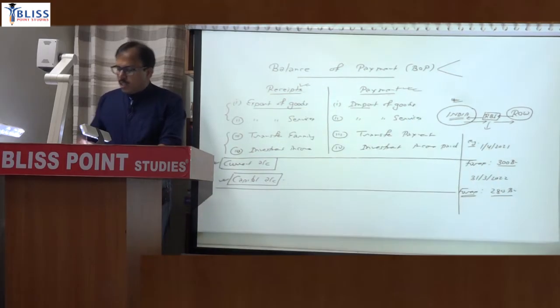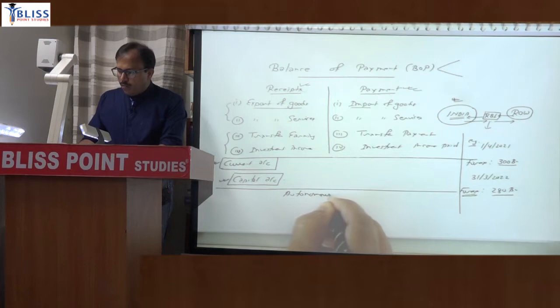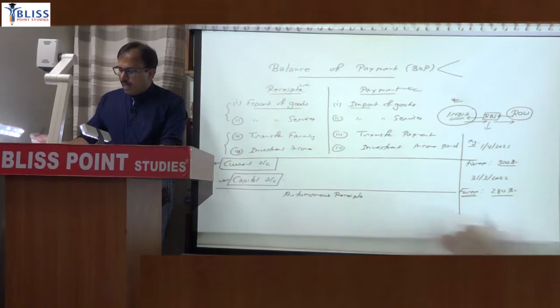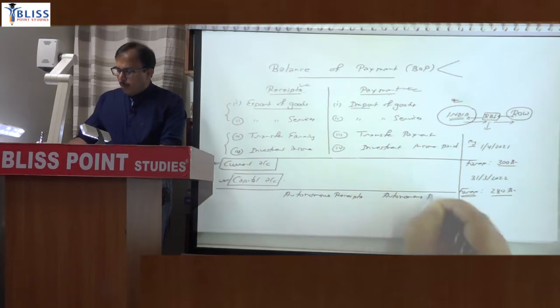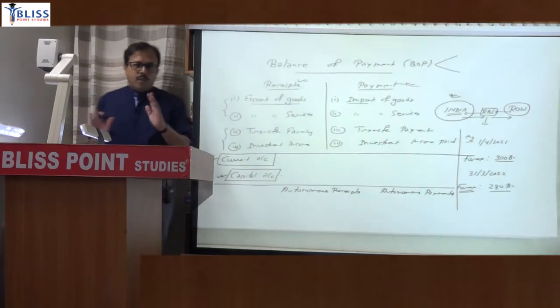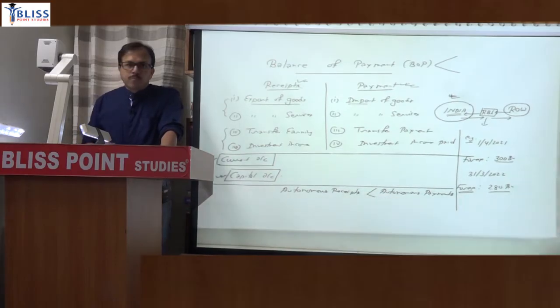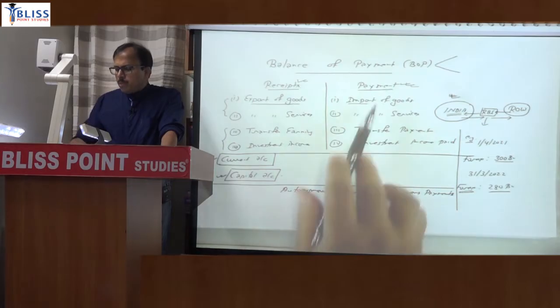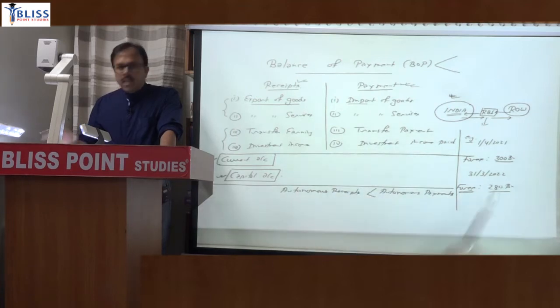So another way is, autonomous receipts and autonomous payments. Now if I say that this autonomous receipt is less and payment is more, for example, so autonomous payments are mainly import of goods, services, transfer, investment. There are many capital account transactions which are also autonomous.